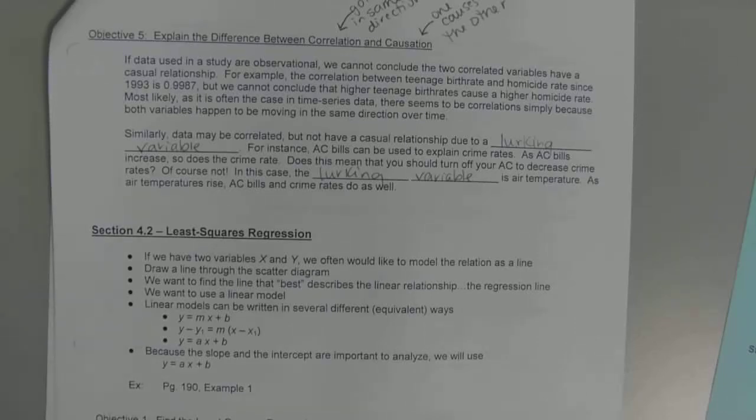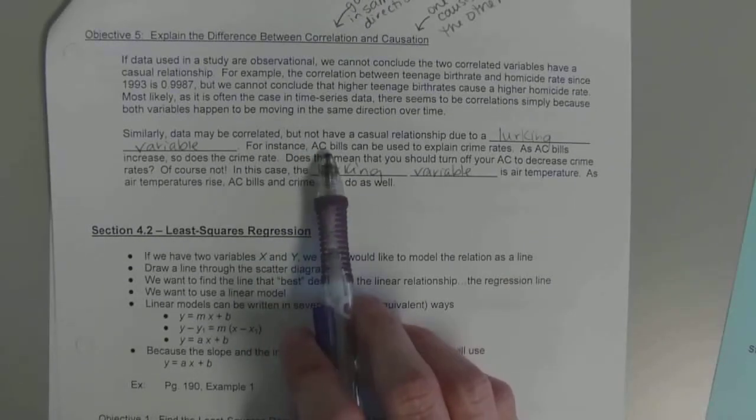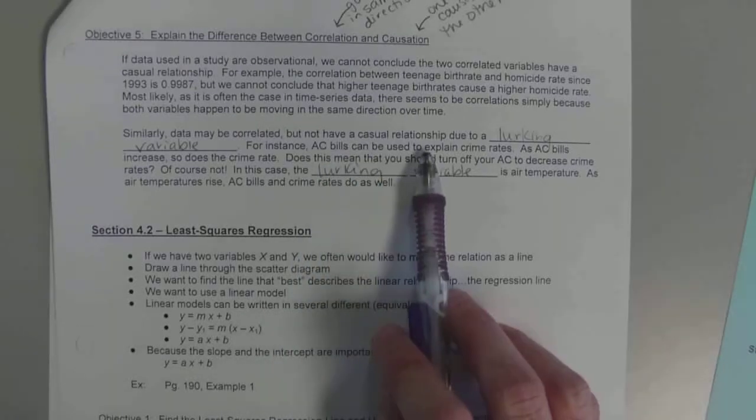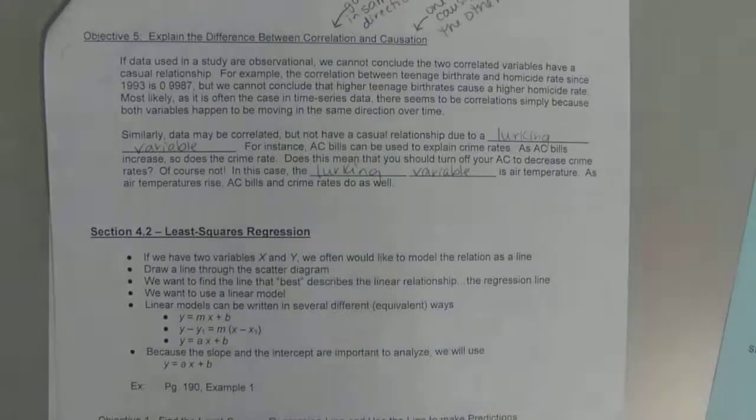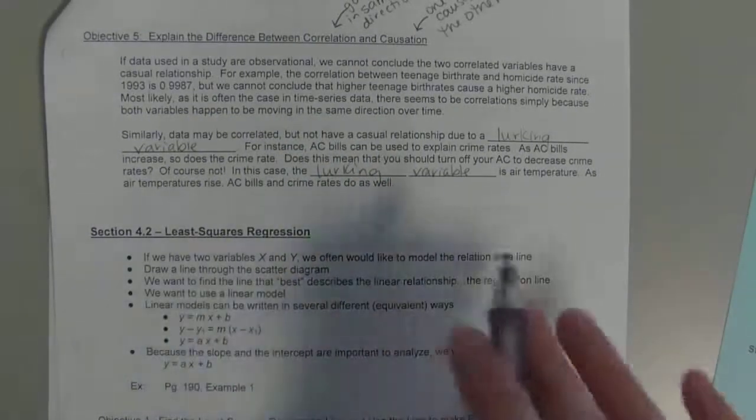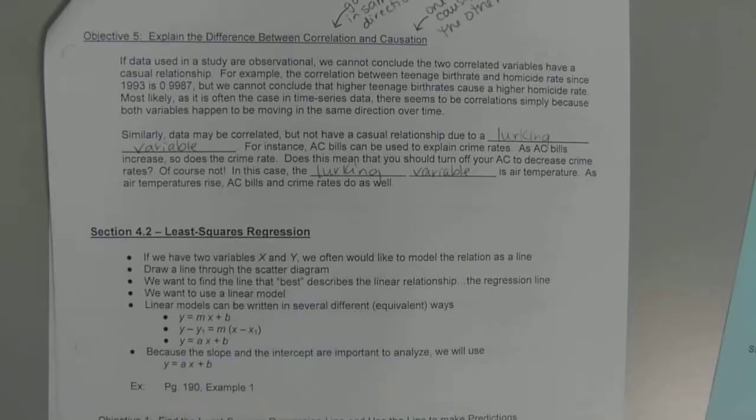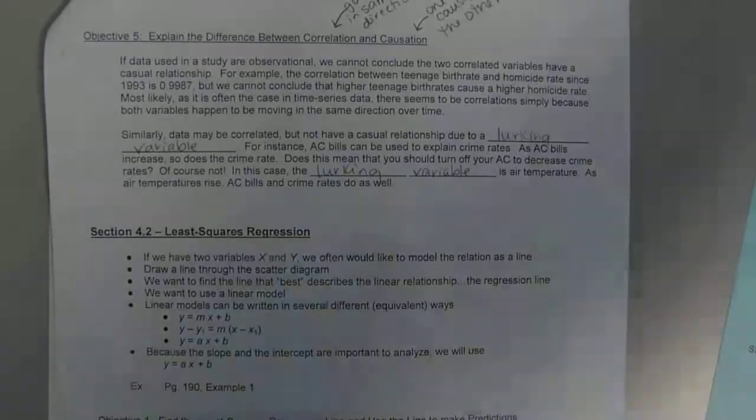So as the temperature gets nicer, so is the crime rate. And that's just the lurking variable, your weather, your temperature. So if the AC bills are going high, it's because it's nice outside and it's getting hot, so the criminals don't mind being outside and breaking in or doing whatever they are, okay? So that lurking variable of air temperature is what's causing both to go in the same direction. One's not causing the other.